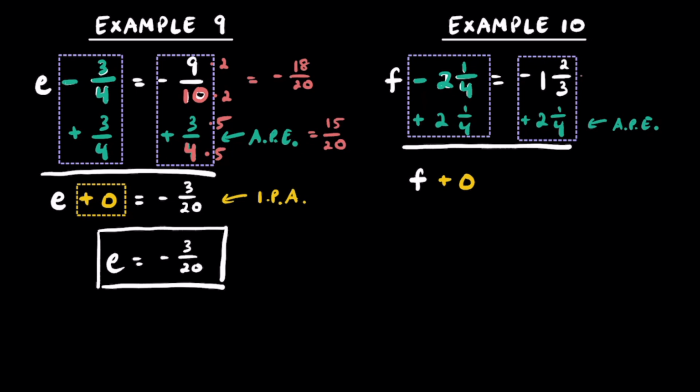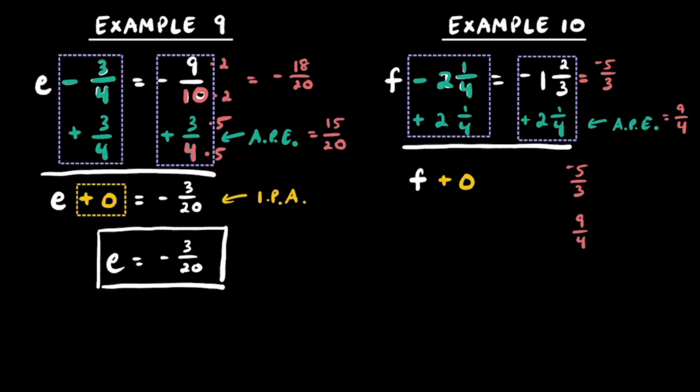Let's go ahead and rewrite this negative 1 and 2/3 as an improper fraction. So 1 times 3 is 3, plus 2 is going to be 5. So this is equal to negative 5/3. And for this 2 and 1/4, well, 2 times 4 is 8 plus 1 is 9. So that's equal to 9/4. To add these fractions together, we do need common denominators. So I'm just going to write that down here. So we have negative 5/3 and we have 9/4.